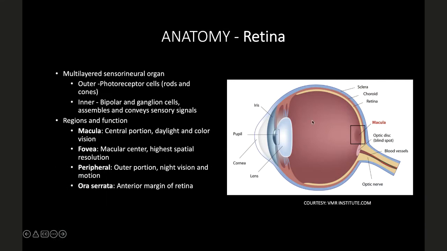The ora serrata is important because it forms the anterior margin of the retina. So when you have a retinal detachment, it is really important to pay attention to where it is attached. So that's when the ora serrata becomes really important.